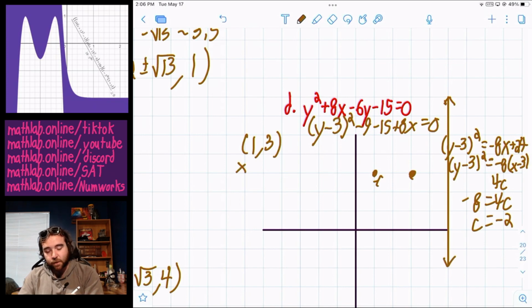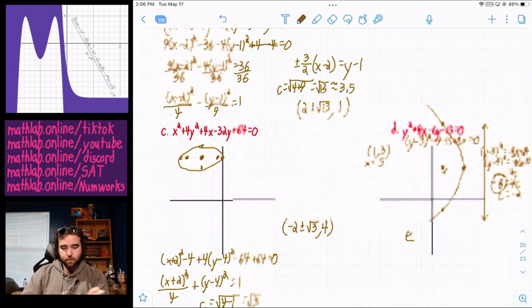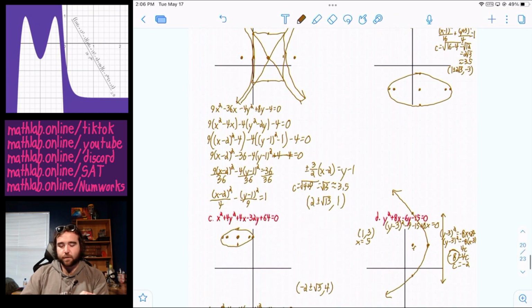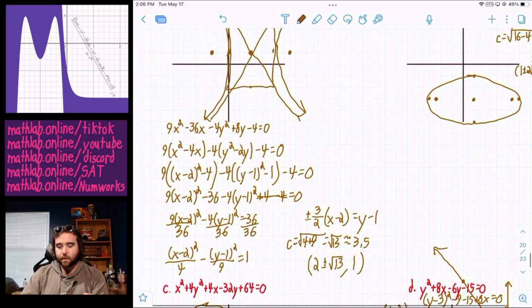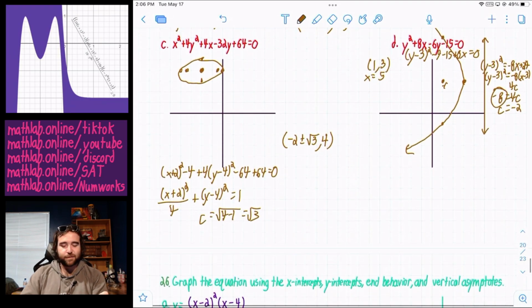That's x equals 5. And then our latus rectum is 8, because that's our 4c value. So that's 4 up, 4 down. There's our parabola. Sweet. I know that was fast, but you can slow down and look through the steps. We did the first one nice and long, and we just did the other ones as quickly as possible.